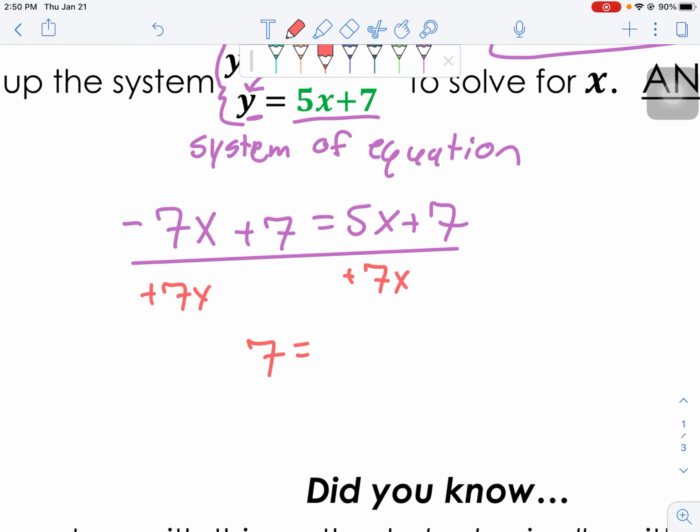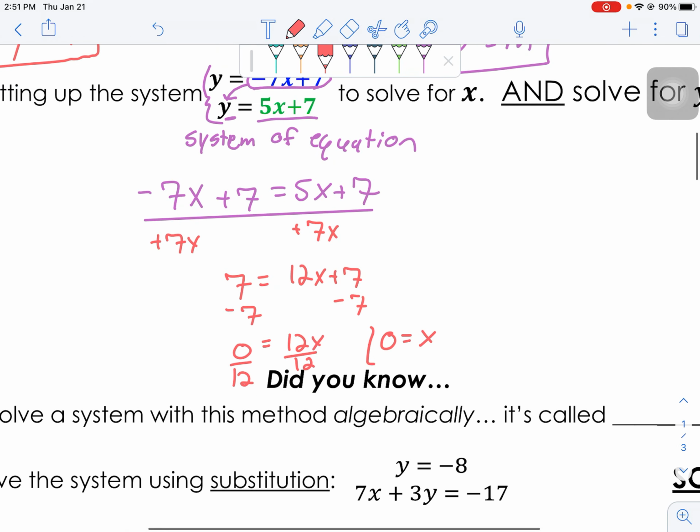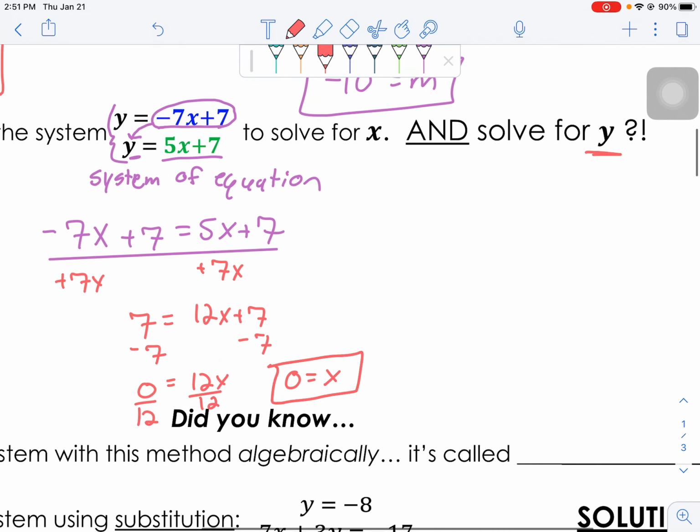That gives us 7 is equal to 12x plus 7. I'm going to subtract the 7 from the right side to get 0 equals 12x. Divide both sides by 12 to get 0 is equal to x. So we now have that 0 is equal to x, and it still wants us to also find y.